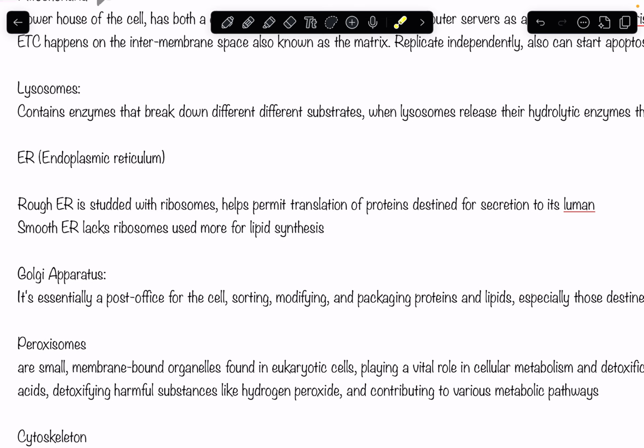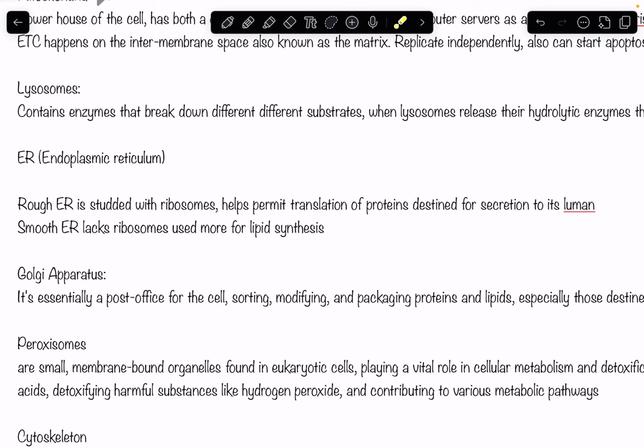So next we go to the endoplasmic reticulum, also called the ER. So there's a few things. We know that we have two different ERs per se. It's one ER, but it has two sides, right? So the rough ER, we have ribosomes. And it helps permit translation of proteins destined for secretion to its lumen. So the most important thing you need to know about the rough ER is that it has ribosomes and it helps translate proteins. The smooth ER, what you need to know is that it lacks ribosomes and is used more for lipid synthesis.